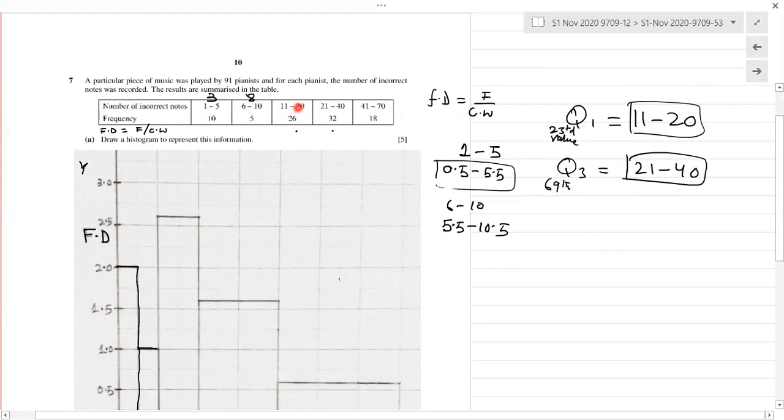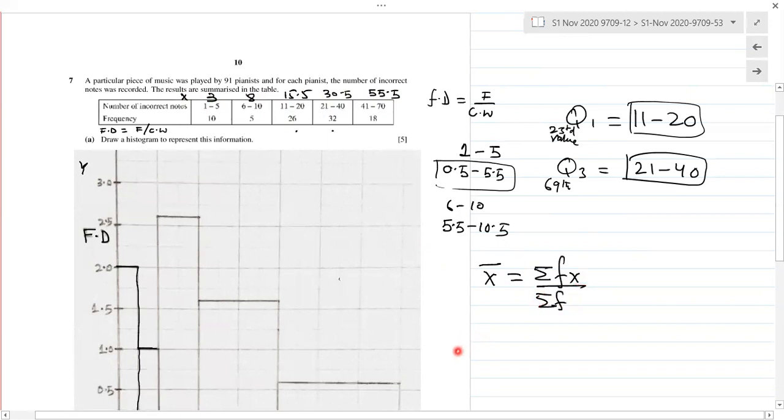And 11 plus 20, that's 31. 31 divided by 2, that's 15.5. Similarly, we do the same for this, 40 plus 21, and then divided by 2. So that's going to give us 30.5. This is 41 plus 70 divided by 2, so that's going to give us 55.5. So these are all the midpoints, the mid values for the x. Now, our formula for the mean is sigma fx divided by sigma f.